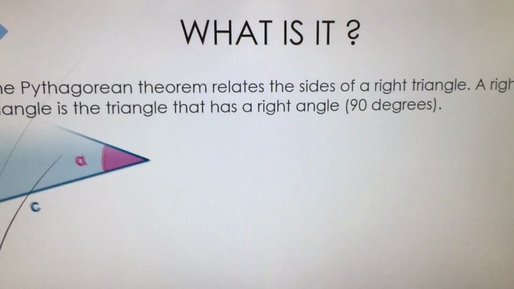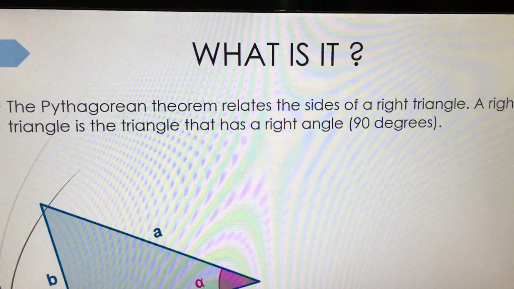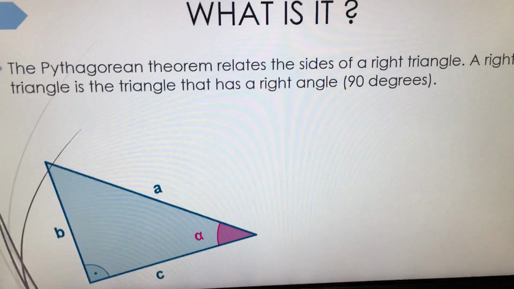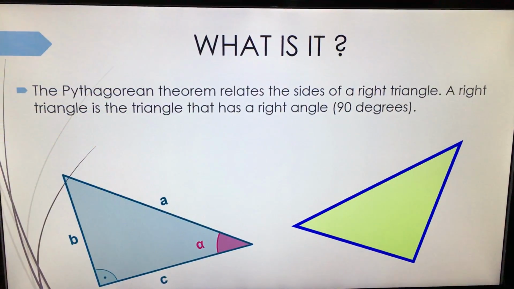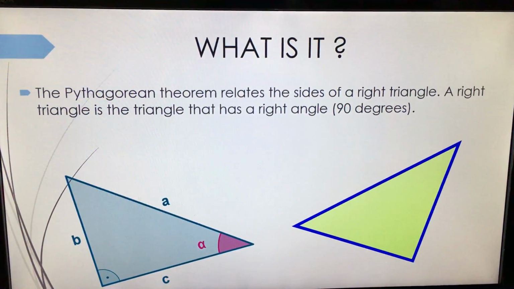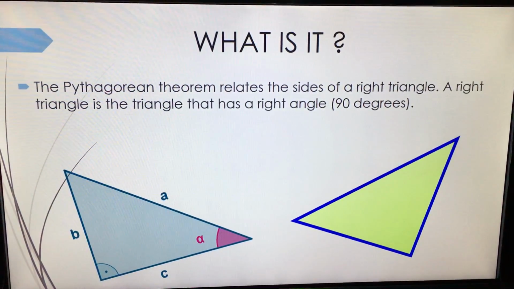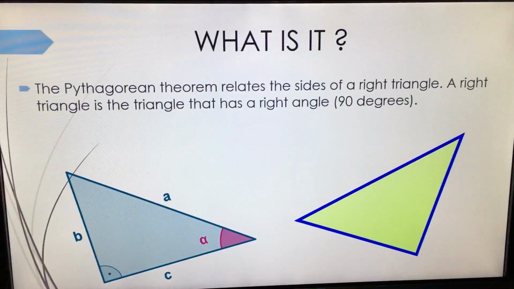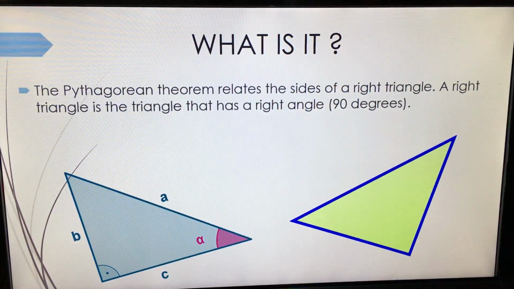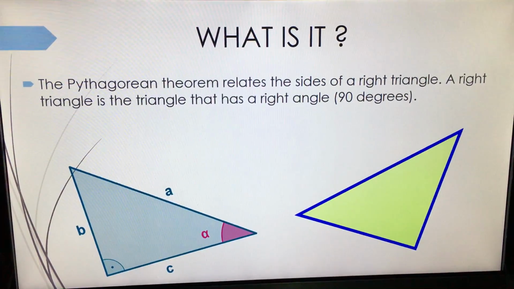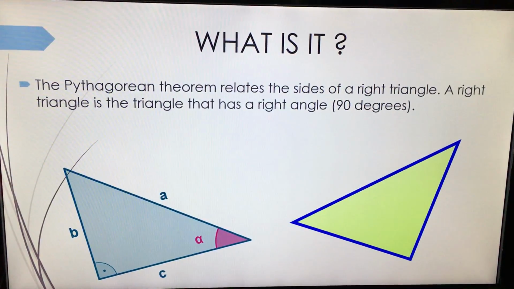What is it? The Pythagoras theorem relates the sides of a right triangle. A right triangle is the triangle that has a right angle, 90 degrees. The sides that form the right angle are called legs, and the remaining side, the hypotenuse, while the Pythagoras theorem relates the hypotenuse with its two legs.